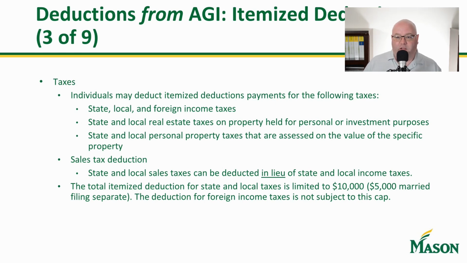And if you are married filing separate, that goes from $10,000 to $5,000. If you're single, it's $10,000. If you're married, it's $10,000. If you're a head of household, $10,000. If you're married filing separate, $5,000. That's how you need to know this.